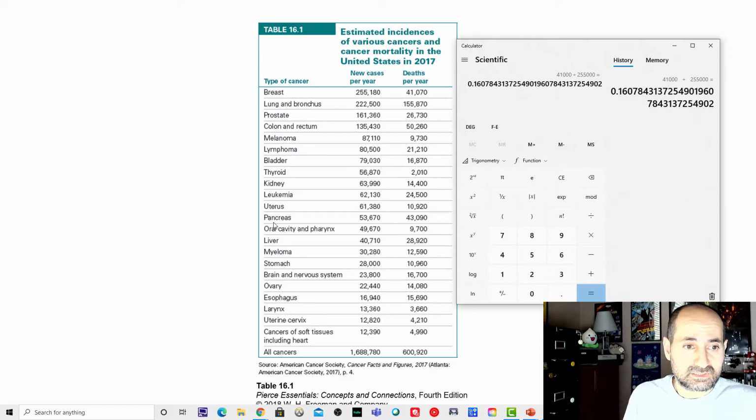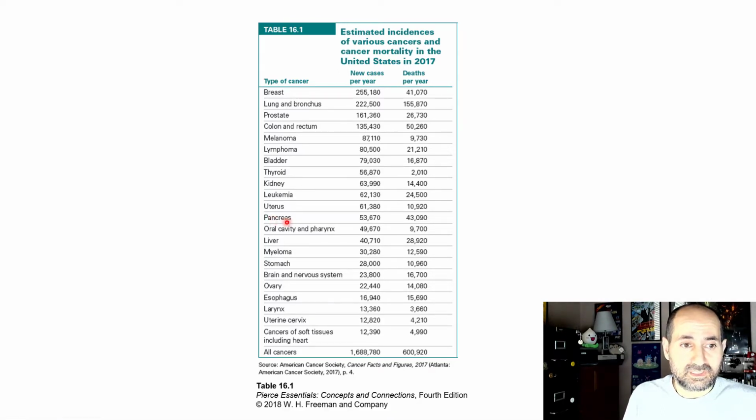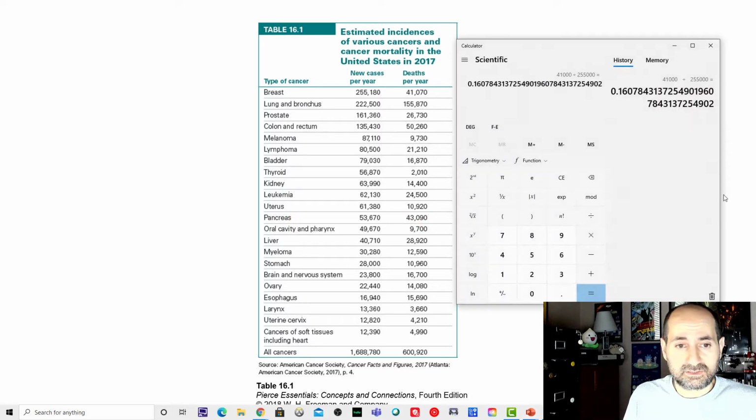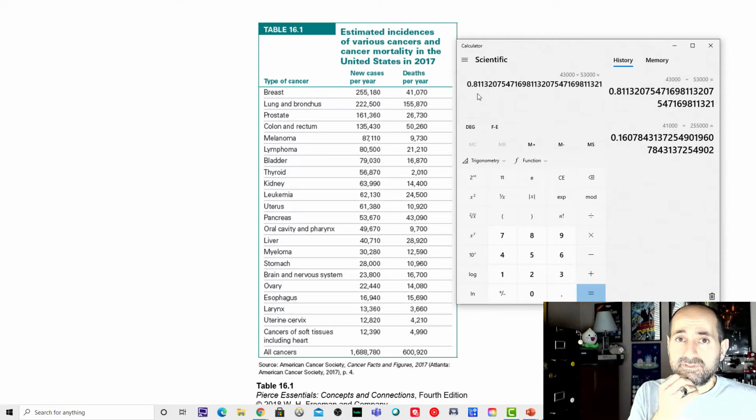So, for instance, look at this one. Pancreatic cancer is a horrible type of cancer to have. Let me bring up my calculator again. With pancreatic cancer, we're talking 43,000 deaths in 53,000 cases. That's an 81% chance of death, right? So high mortality. Some cancers have a very high mortality. 81%, for instance, is a high mortality risk rate.